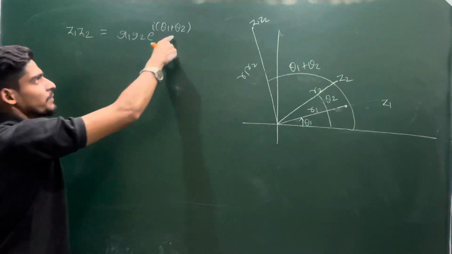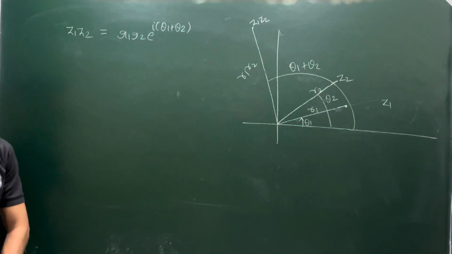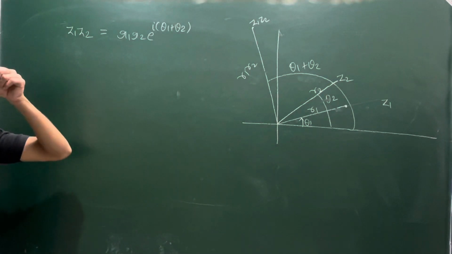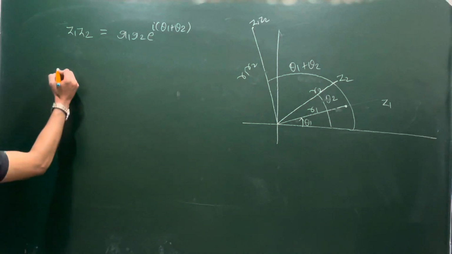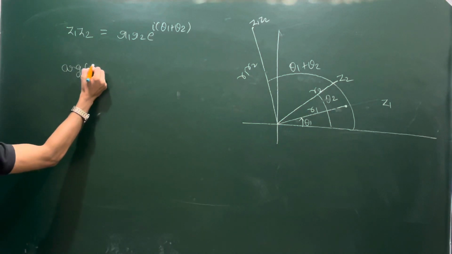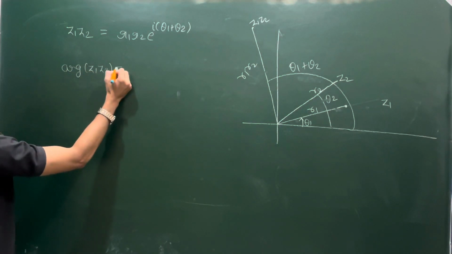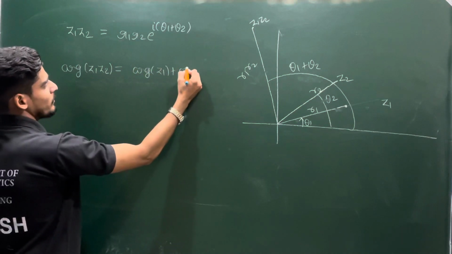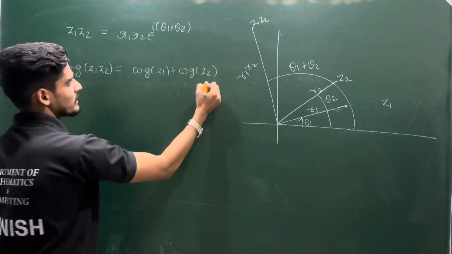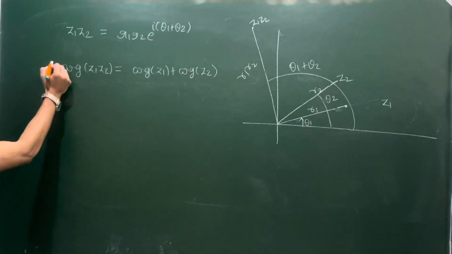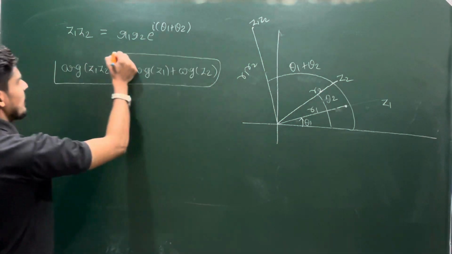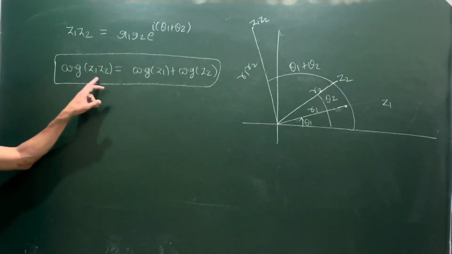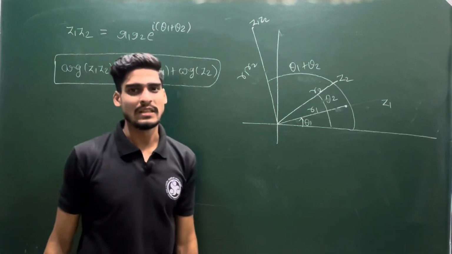You can observe here, because if z is equal to r e power iota theta, then theta is the argument. So by using this formula, you can directly say the argument of z1 z2 is the same as the argument of z1 plus the argument of z2. Okay, this is for the argument function. Can I say it for the principal argument?